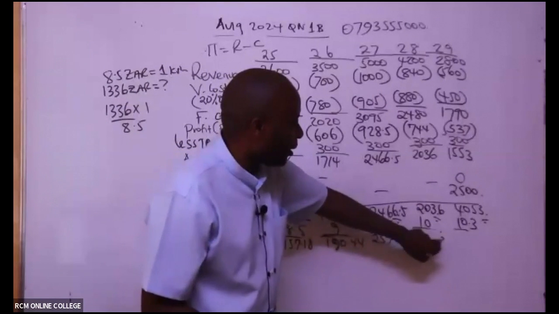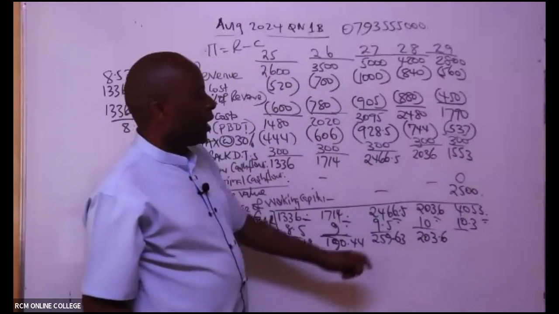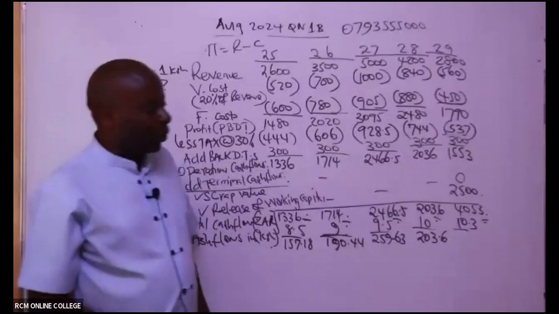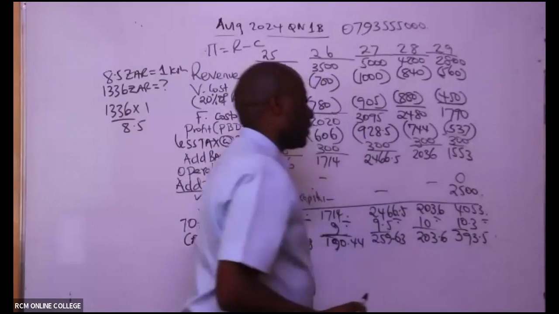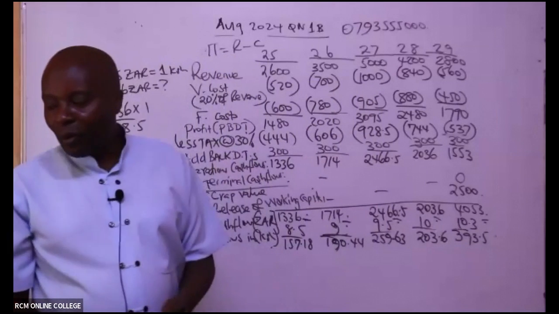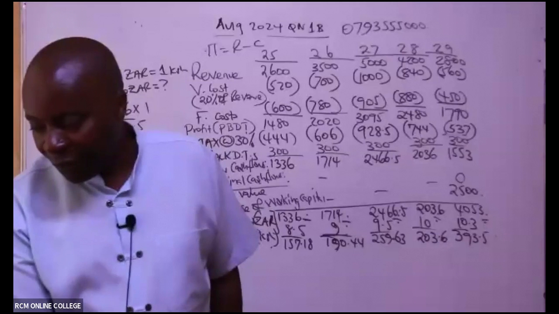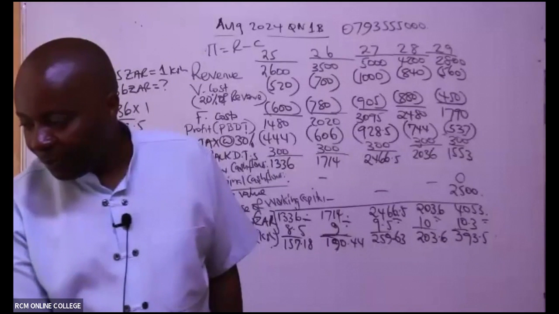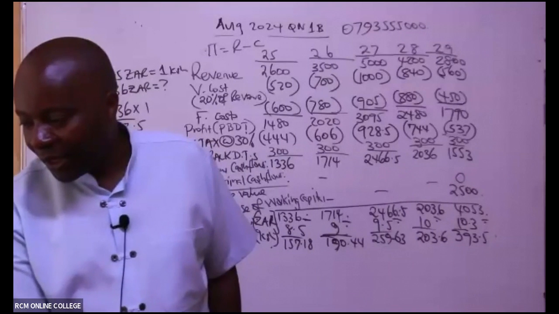You're right. It's supposed to be 203.6. And then now we have this 4053 divided by 10.3, which gives us 393 point what here? 393.5. Ladies and gentlemen, I would want to bring to your attention something very, very important here. Very unfortunate.